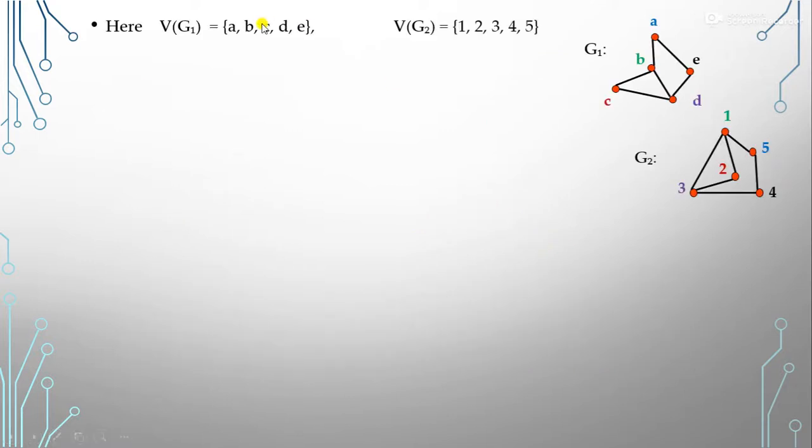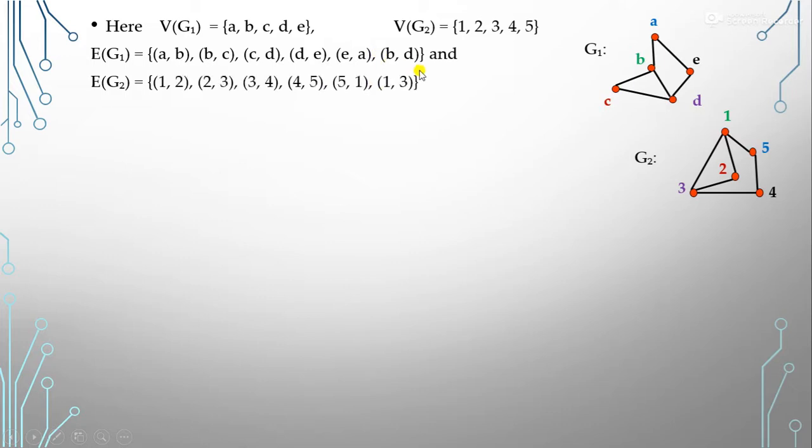First you have to check the number of vertices. Say this is our graph G1 and this is our graph G2. The vertices in G1 are A, B, C, D, E and in graph G2 the vertices are 1, 2, 3, 4, 5. So here is 5, here is 5 also. Now come to the edges. In graph G1 the edges are AB, BC, CD, DE, EA and BD. The edges in G2 are 1-2, 2-3, 3-4, 4-5, 5-1 and 1-3.